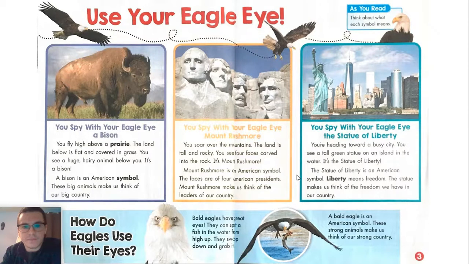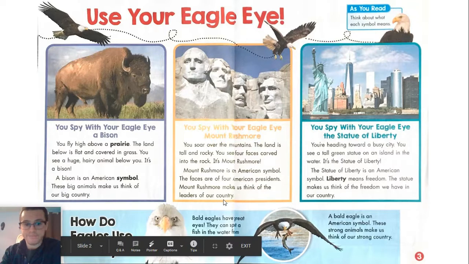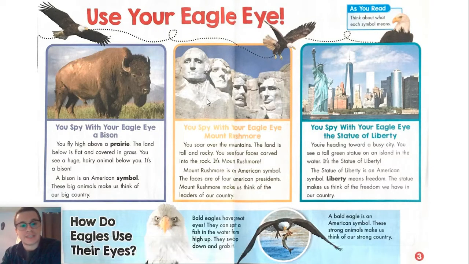You spy with your eagle eye Mount Rushmore. You soar over the mountains. The land is tall and rocky. You see four faces carved into the rock. It's Mount Rushmore. Mount Rushmore is an American symbol. So these two are both American symbols. The faces are of four American presidents. Mount Rushmore makes us think of the leaders of our country. So both of these things that the eagle has flown over and has seen are both symbols.